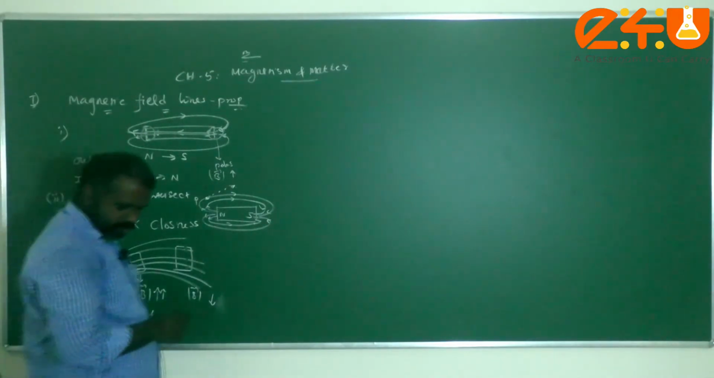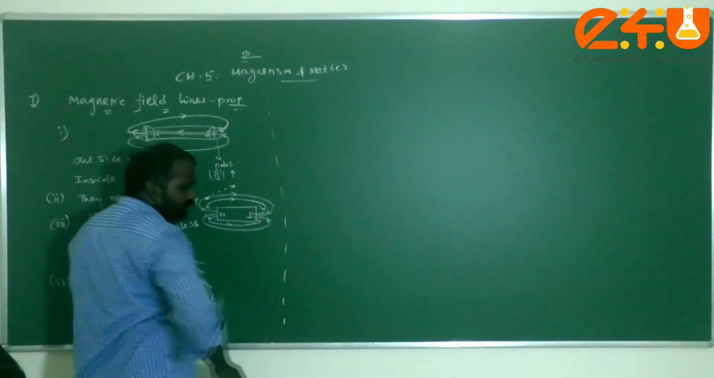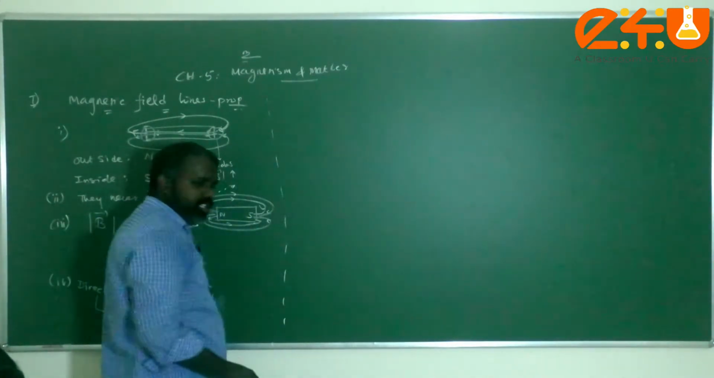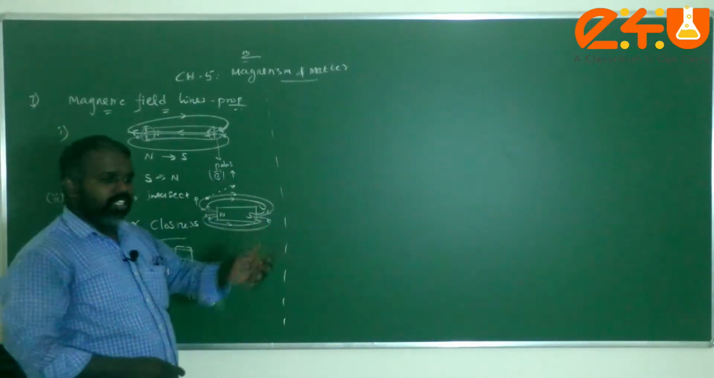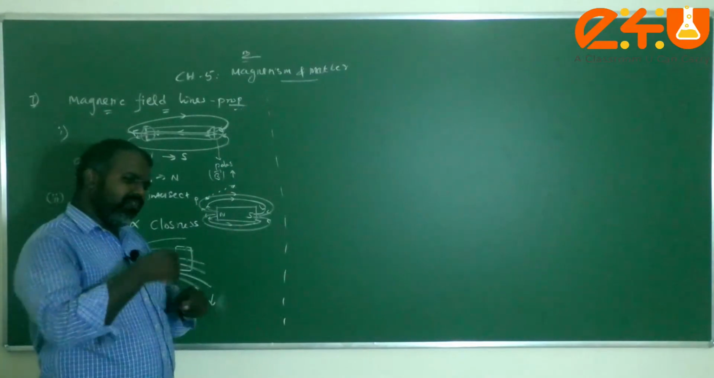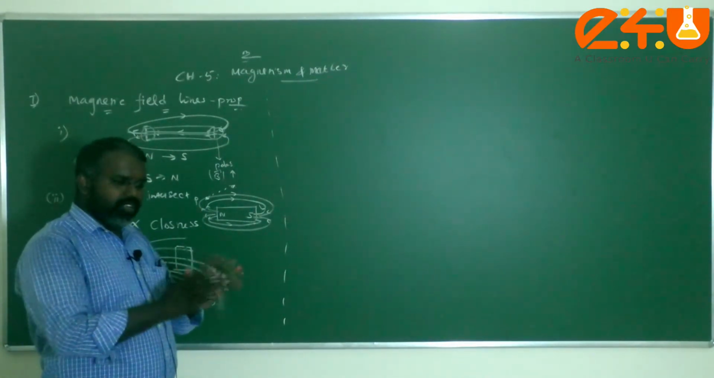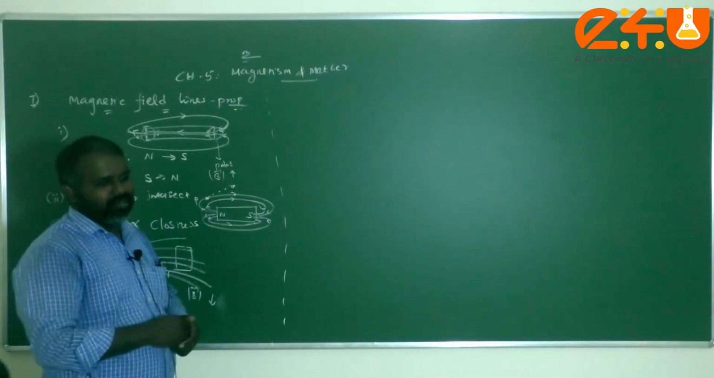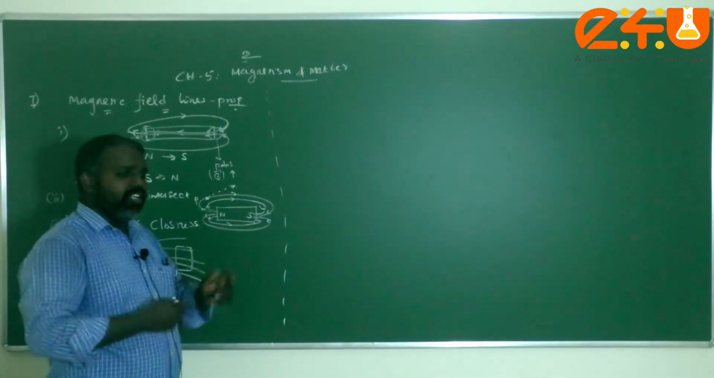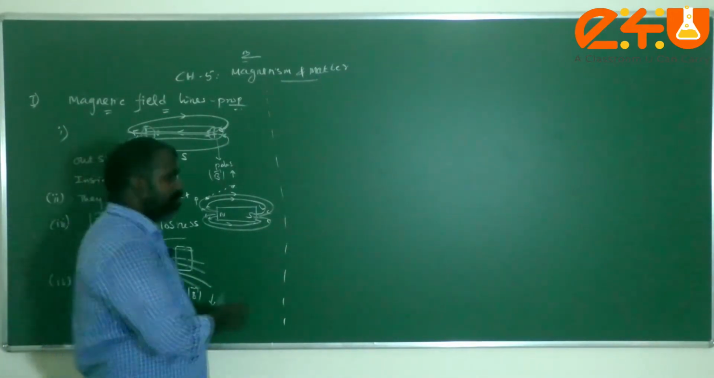The next topic is another important one, a little bit of derivation. As we discussed earlier in the previous chapter, whenever a current carrying coil or loop behaves as a magnet, a bar magnet or magnetic dipole, we proved that for a circular coil, but the same idea will be used here also.